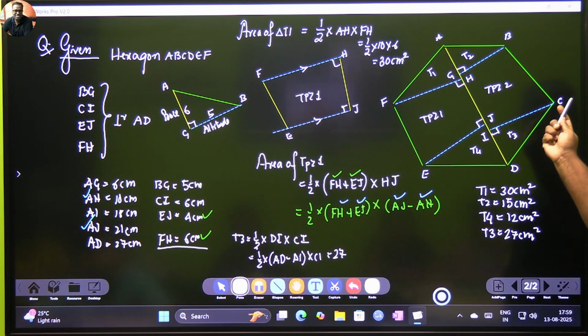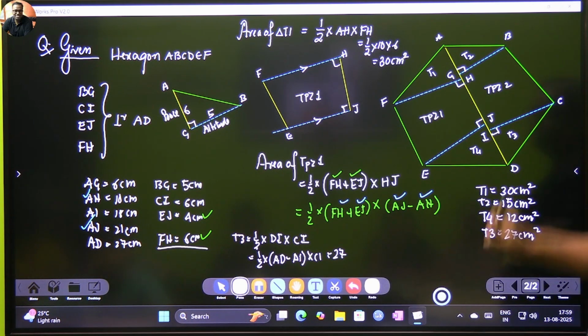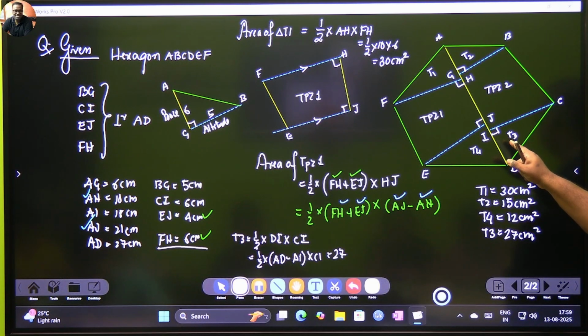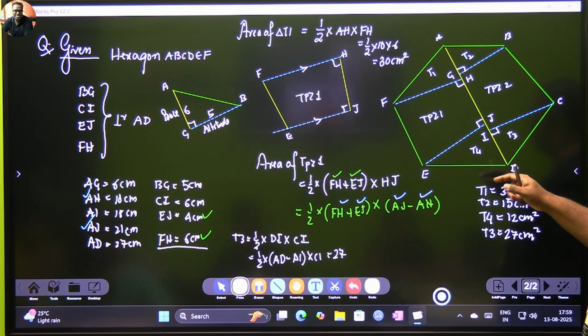I've asked you not to go by CID. I just said go by T3. What is your problem to take, except this is triangle T3? What have you taken? 4 into 6 into 1 by 2. So 6 into 1 by 2 is 3, into 4 is 12. So there's no issue. Can you find for T4 now?